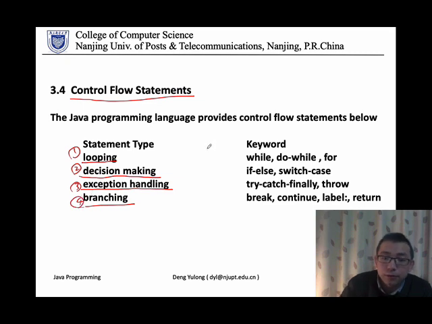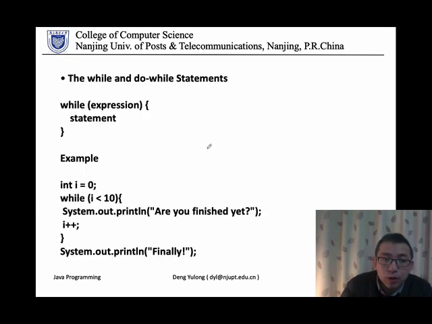Okay, first about looping. For a looping structure, we use the while and do while statements. For example, while. In this parenthesis, put some kind of expression. This expression must have a Boolean value, true or false. And this block is the looping body. The statements are within the looping body.